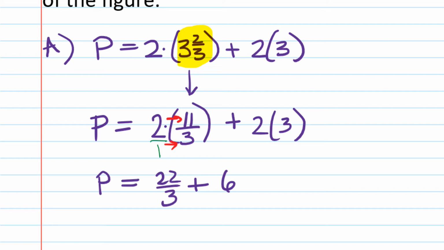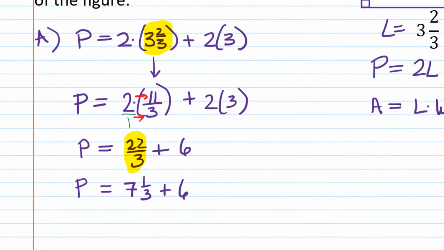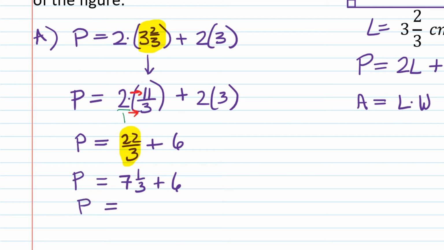And in order to add fractions, you need a common denominator. However, if I change 22 thirds back to its mixed number form, then I can avoid needing to find a common denominator. Watch. So 3 goes into 22 7 times with 1 left over. So this is the same as saying 7 1/3. 7 1/3 plus 6, we can just add the whole number parts. So the perimeter is going to be 7 plus 6 is 13 1/3.